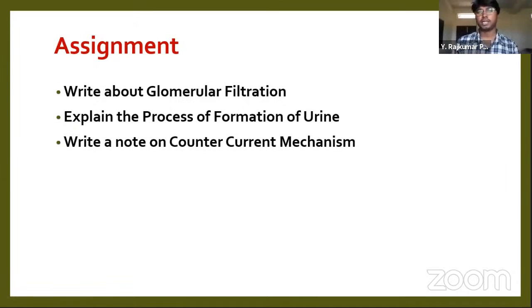The name itself says counter means opposite, current means flow. Okay, so here the blood flow and the urine filtrate flow, both the flows are opposite to each other. Descending limb and ascending limb. The flow in the descending limb and flow in the ascending limb also opposite to each other. This opposite flow of the substances is called counter current mechanism.